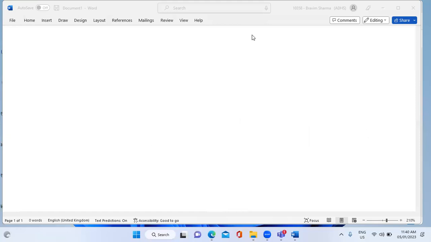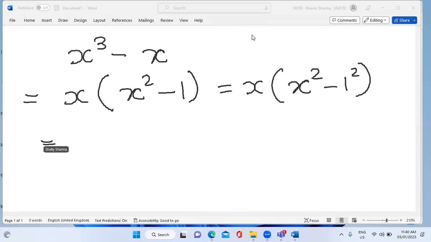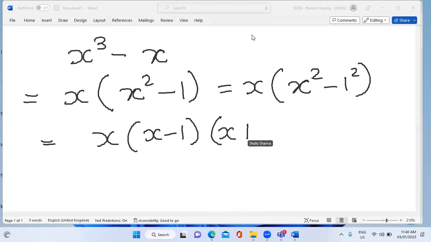For example, we have x cubed minus x, and the question is to factorize. So initially I see that there is one term which is x. I can take it as a common variable. So x is outside and inside is x squared minus 1. Now we know that 1 can be written as 1 squared as well. So this will be equal to x times (x minus 1) times (x plus 1).